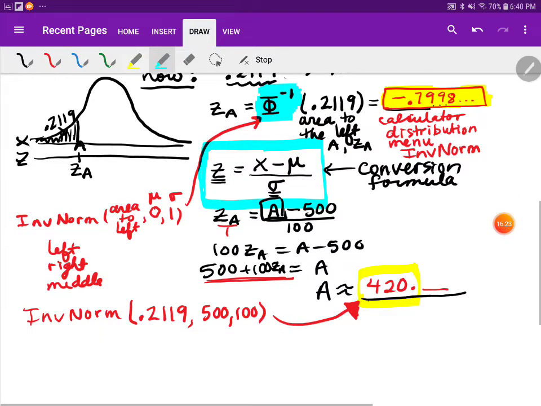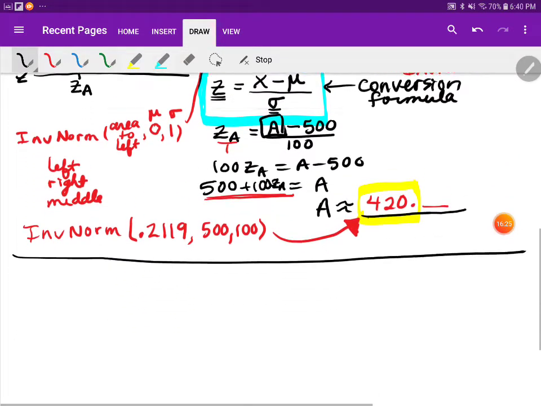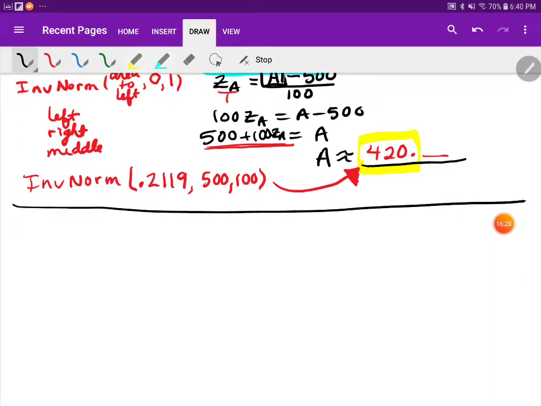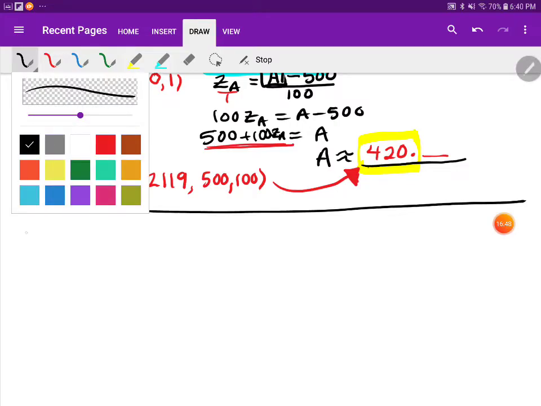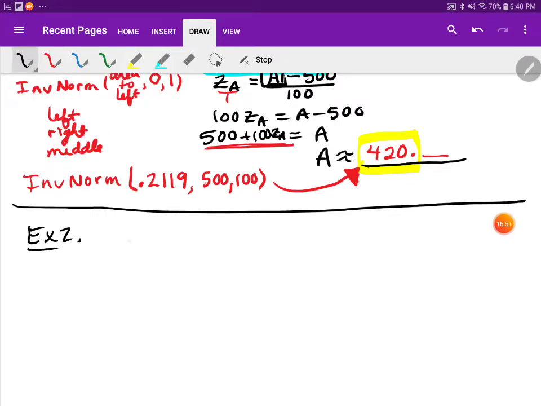Okay, so let me go to the next example. So for the next example, what are we going to do if it gives us the area to the right instead? Okay, so if it gives us the area to the right, what's our plan? And so let's see. This is example 2. Let's say I wanted the top 20% of SAT scores for math.